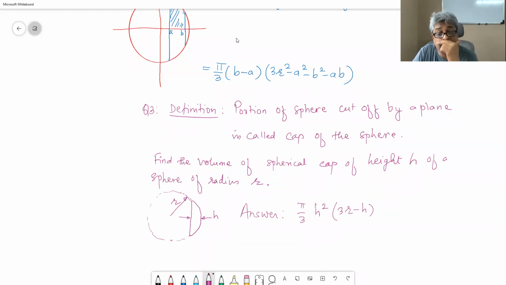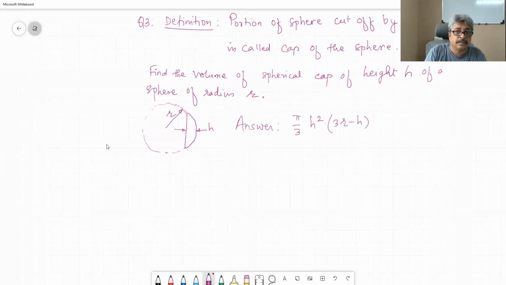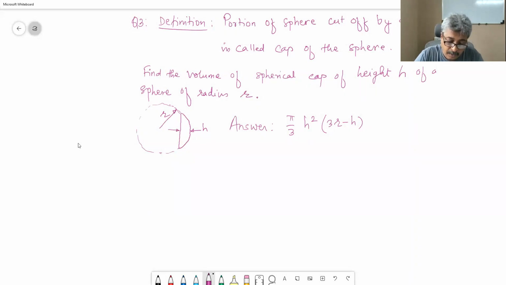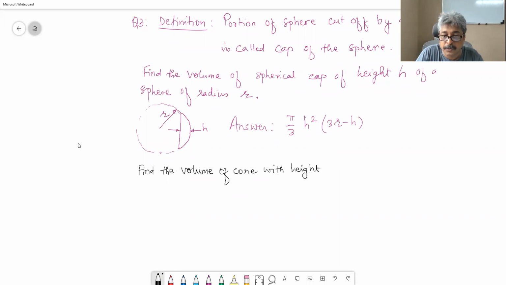Okay, the answer for this is pi by 3 h square (3r minus h). Let me know if you cannot solve it. I will help. Then find the volume of a cone with height h and radius equal to r.